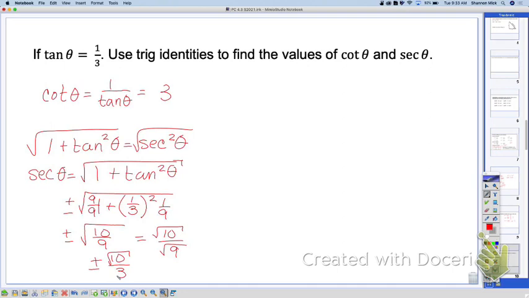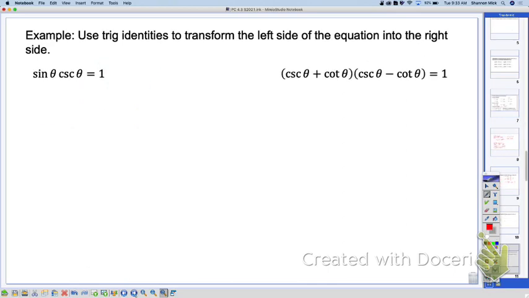Okay, so the next thing we're going to do with them, these were finding the other values. The next thing we're going to do is just have fun with the actual words. We're not going to do anything other than what it says: use the trig identities to transform the left side of the equation into the right side of the equation. So they don't use the word yet, but you are writing a proof. When you write a proof, you are only simplifying.